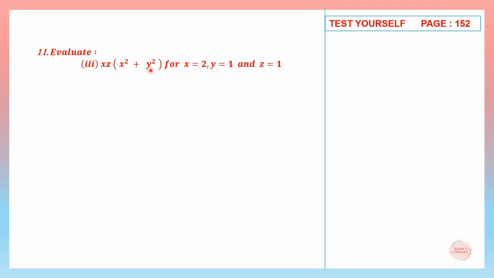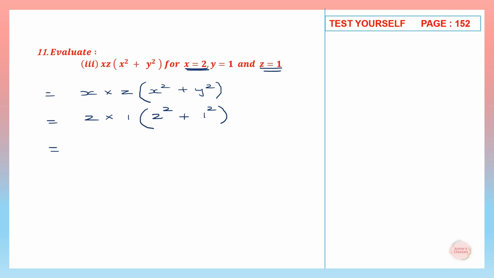Here we have three literals x, y and z and we have the values for each. So let's expand this part first. So that will be x, z is x into z and this whole thing into x square plus y square. Okay, so now we are going to substitute the values. So instead of x, we are going to write 2 because here it says x is 2 into z is 1, 2 into 1 and in brackets we have x square and x is 2, 2 square plus y square and y is 1, 1 square.